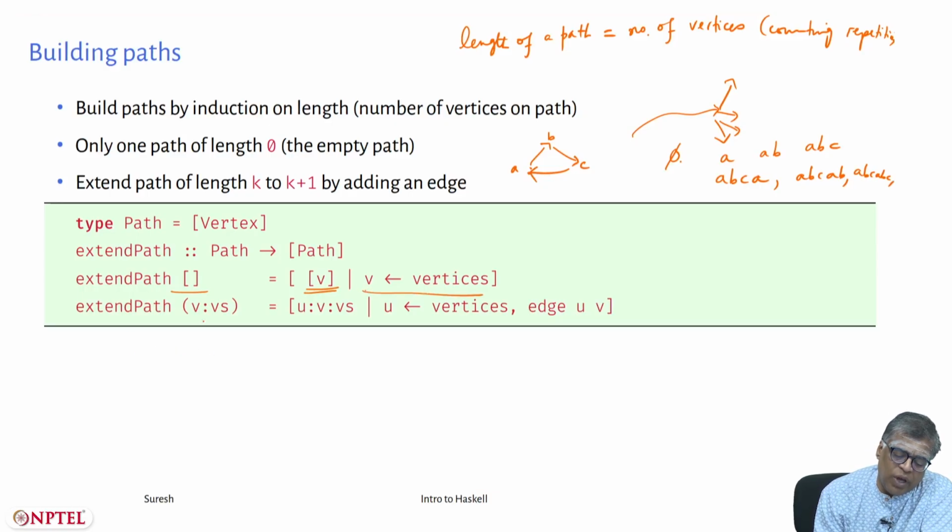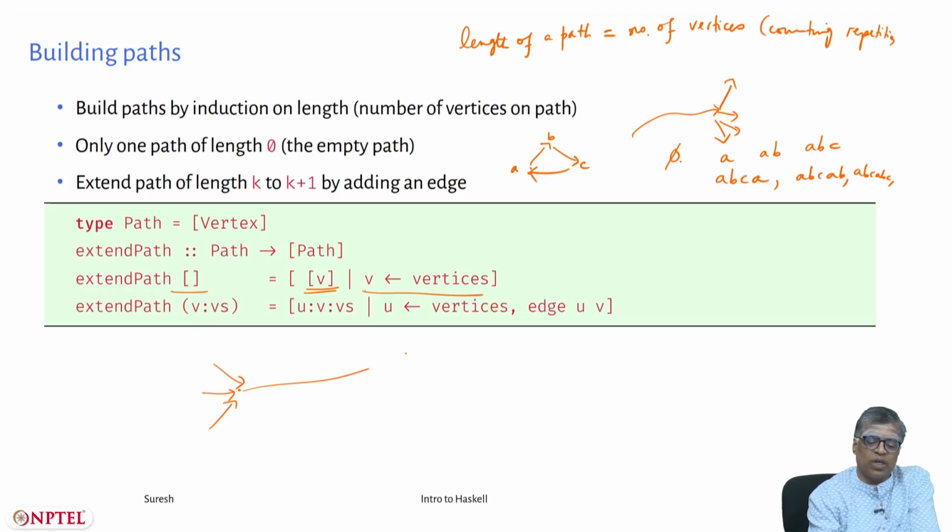Extend path of v colon vs is, rather than extending at the end, I am going to extend at the beginning. So if I have a path and there are so many edges incoming to the first vertex of the path, then I will have 3 paths like this. So that is what this says. Extend path of v followed by vs is nothing but u followed by v followed by vs, such that u is in vertices and there is an edge between u and v. Okay. So now we know how to build paths: if I am given a path of length k, I know how to extend it to several paths of length k plus 1.